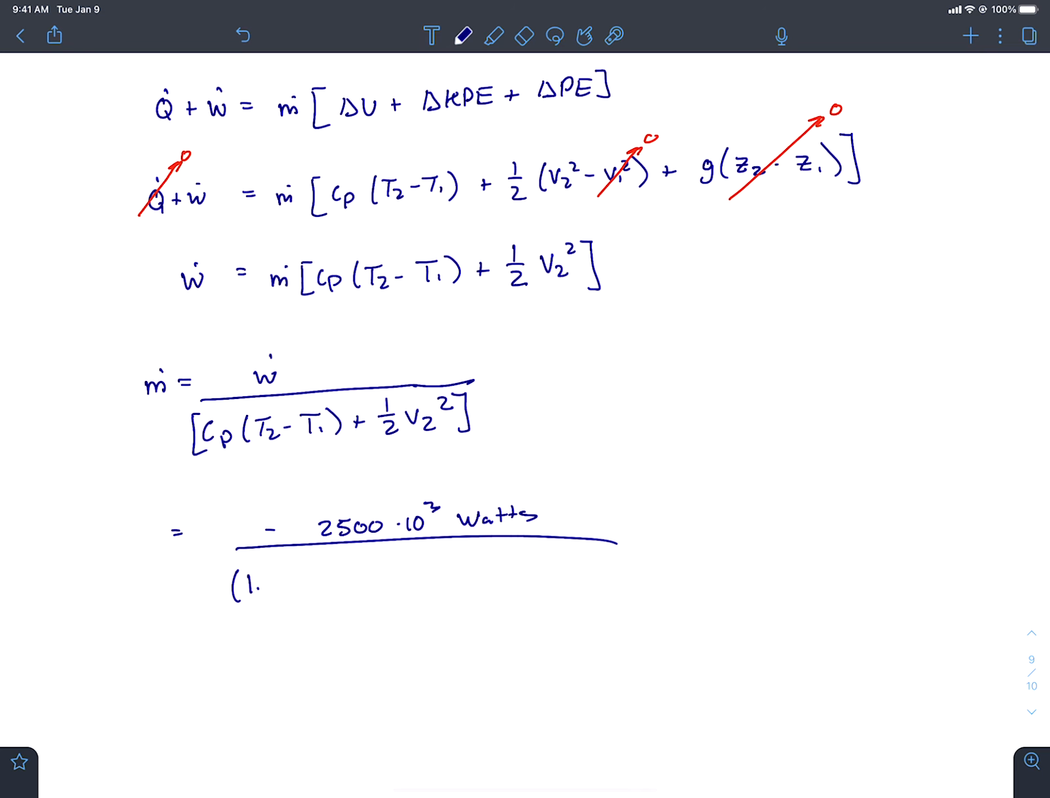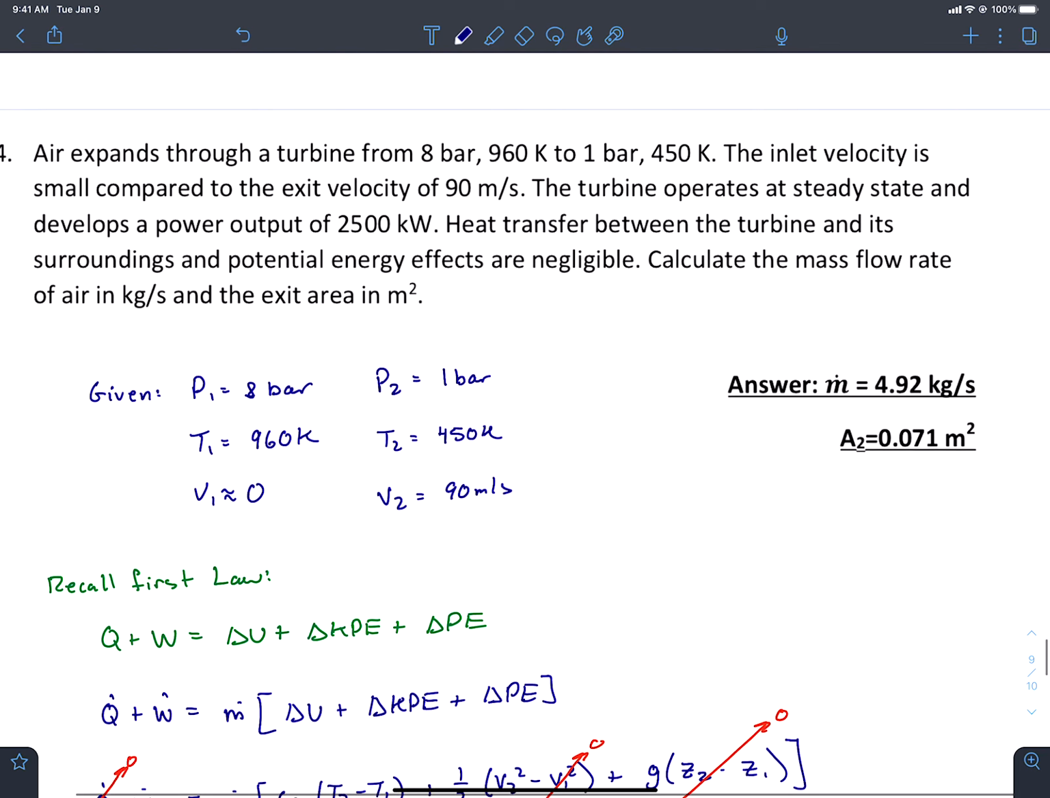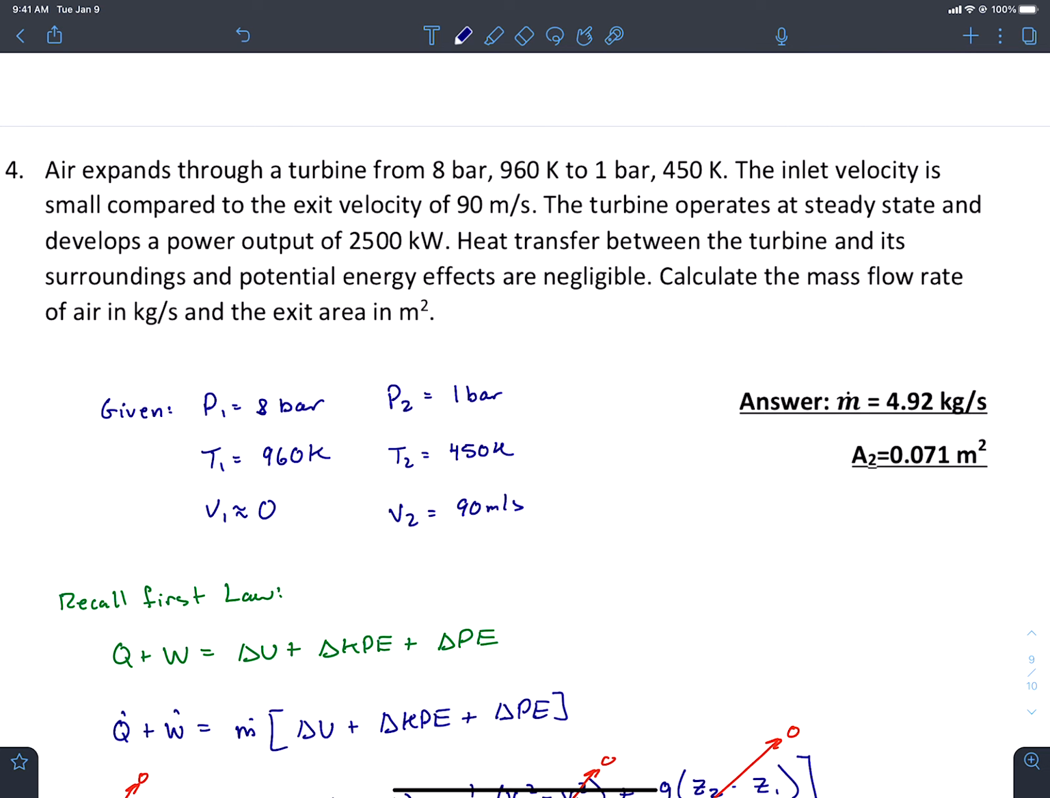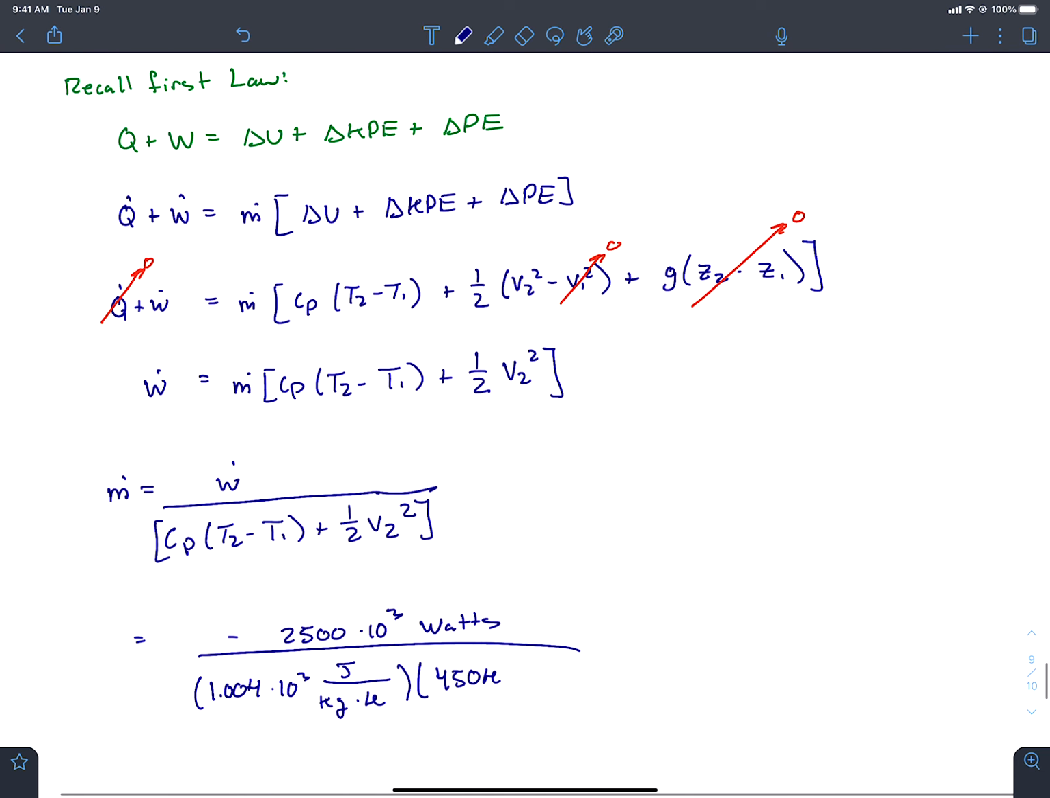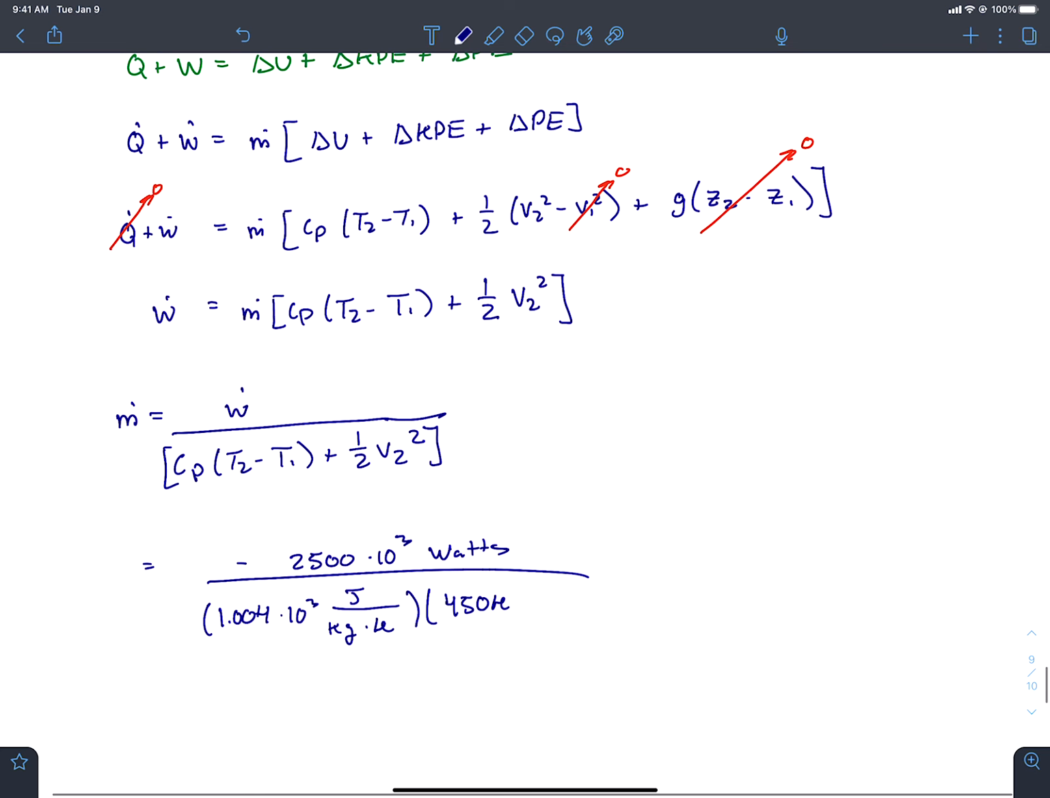So Cp for air, just in the back of the book where I got Cv from, you'll find Cp, 10 to the third joules per kilogram Kelvin times 450 Kelvin. Doesn't it say KE and PE affect it a little, so we shouldn't have a V term? Where does it say heat transfer? No. Heat transfer between the turbine and its surroundings and potential energy effects are negligible. So potential energy and kinetic energy are not the same. So we do have kinetic energy, we just don't have any potential. And then it also tells us that the initial velocity, oh, okay, no worries.